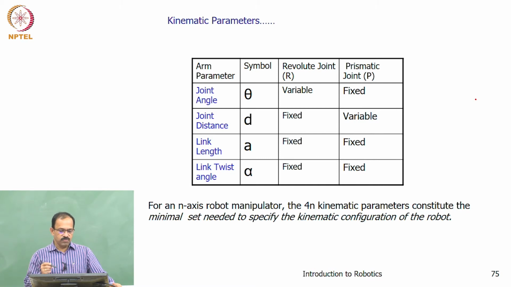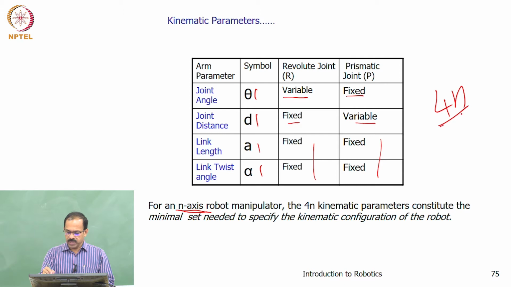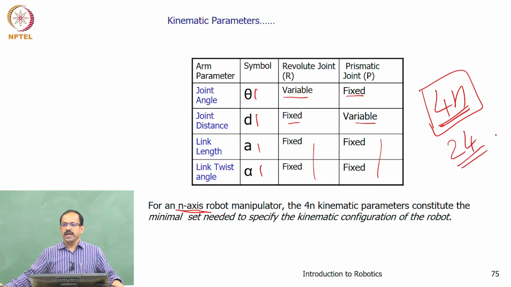Okay, so to summarize, we have theta, d, a and alpha, and this will be variable for revolute joints, and if it is a prismatic joint, this will be fixed. Similarly, this will be fixed and this will be variable for a prismatic joint, and all others will be fixed. So for an n-axis robot, you know that for each axis you will be able to get the 4 parameters. So when you have an n-axis robot, you will be having 4n parameters associated with the robot. So if you have a 6-axis robot, you will get 24 parameters attached as part of the kinematic parameters of the robot.